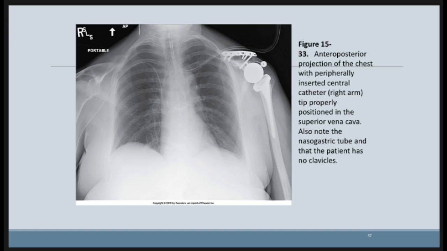See if you can find the end of the nasogastric tube. And also they're pointing out that this patient has no clavicles, so it looks really interesting there in the lung field.